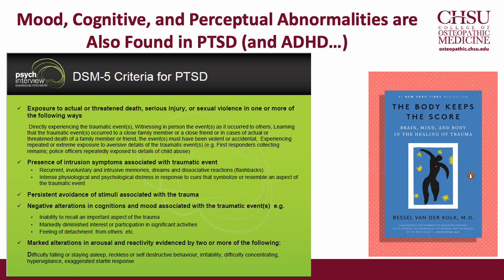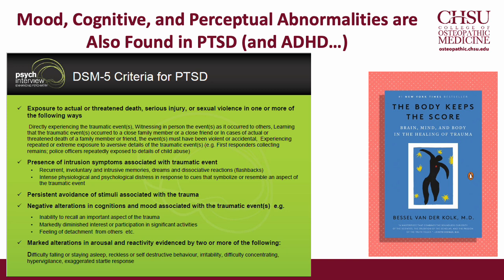Due to the prevalence of trauma in our patient populations, you should also be familiar with post-traumatic stress disorder, or PTSD. PTSD is interesting because it's associated with symptoms that overlap with both anxiety and mood disorders, and PTSD actually was classified as an anxiety disorder in the DSM until 2013. We'll go through some of the criteria here for post-traumatic stress disorder, and I'd like you to be aware that mood, cognition, and perceptual abnormalities are found in PTSD, not to mention ADHD and other psychiatric diagnoses. We'll go into a little bit more about how to discern between these different areas in the next slides.